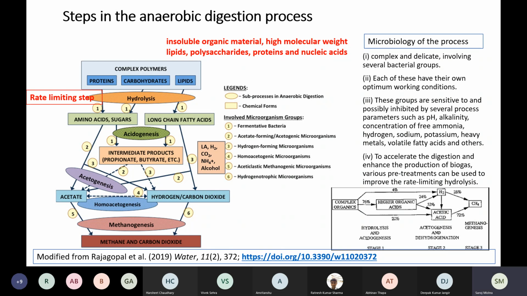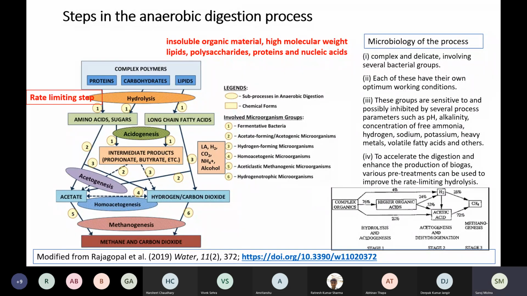Okay, you need to regulate all of these parameters because the overall process of anaerobic digestion is going to be affected by this. And in the last point, to accelerate the digestion and enhance the production of biogas, various pre-treatments can be used which improve the rate limiting hydrolysis step. Like I have shown here, for example, the rate limiting step in this process is the hydrolysis step. So can treatment be carried out before it is subjected to methane production?